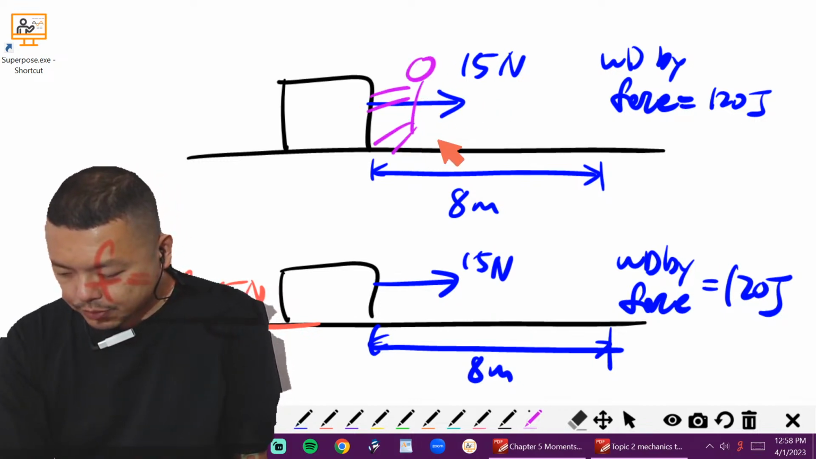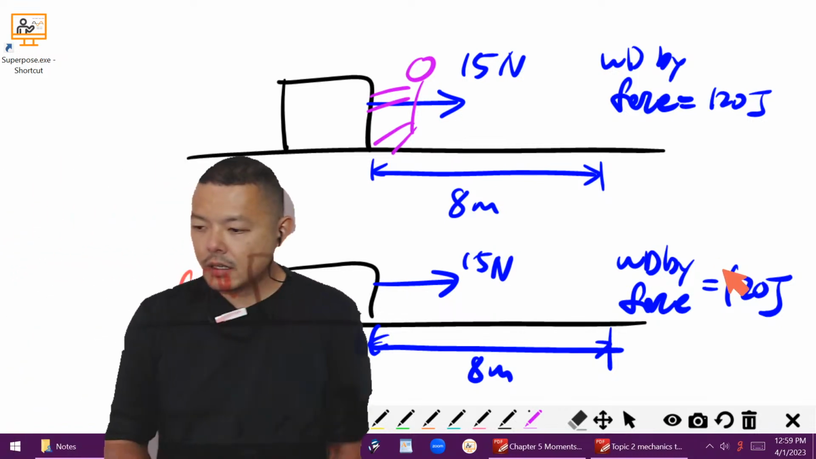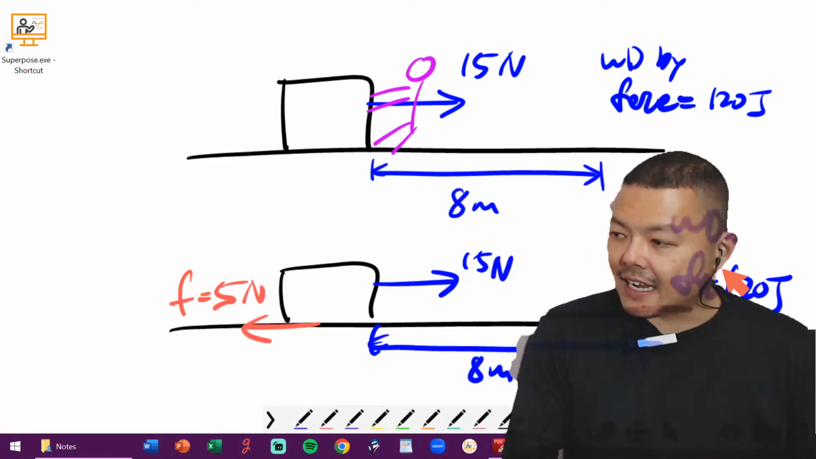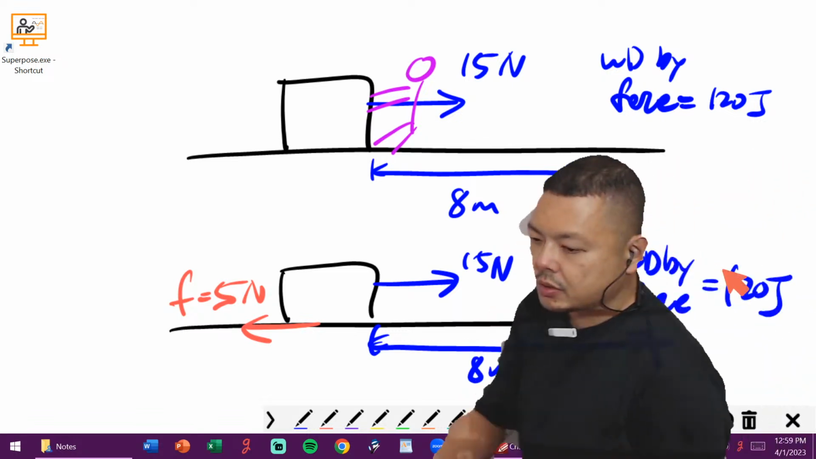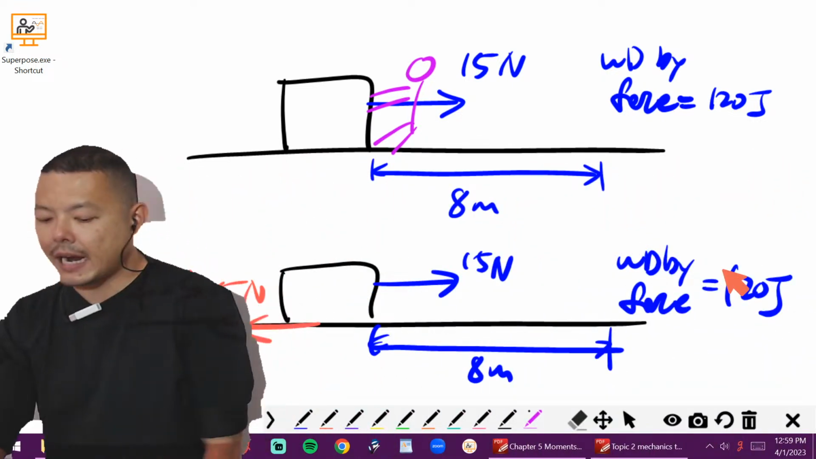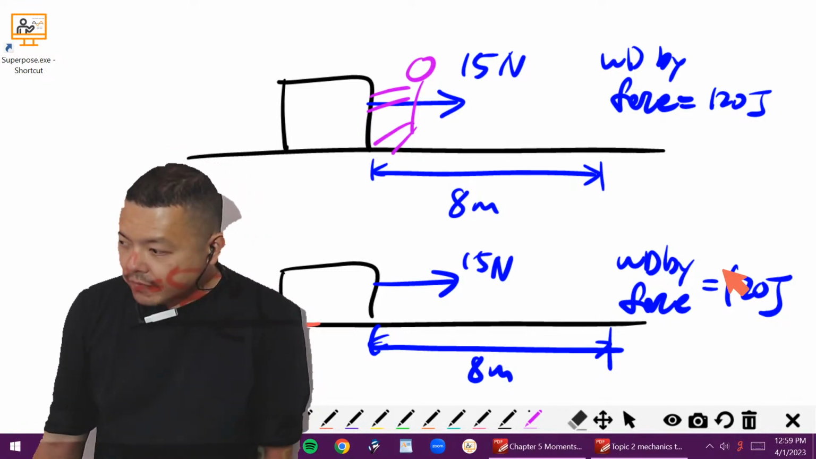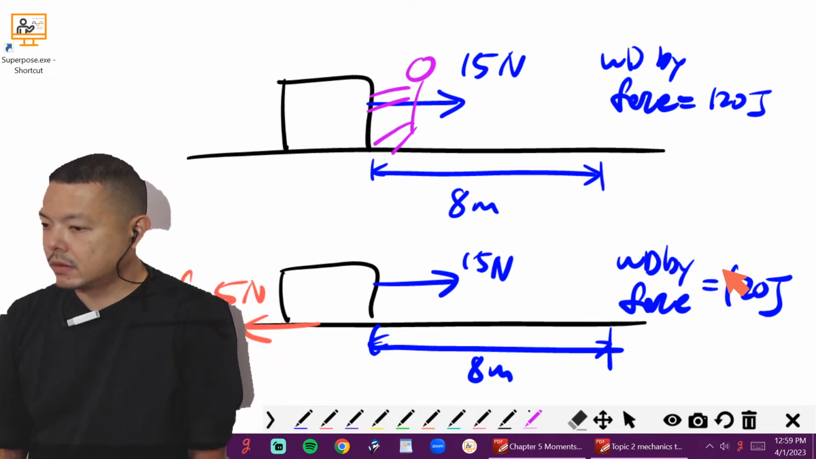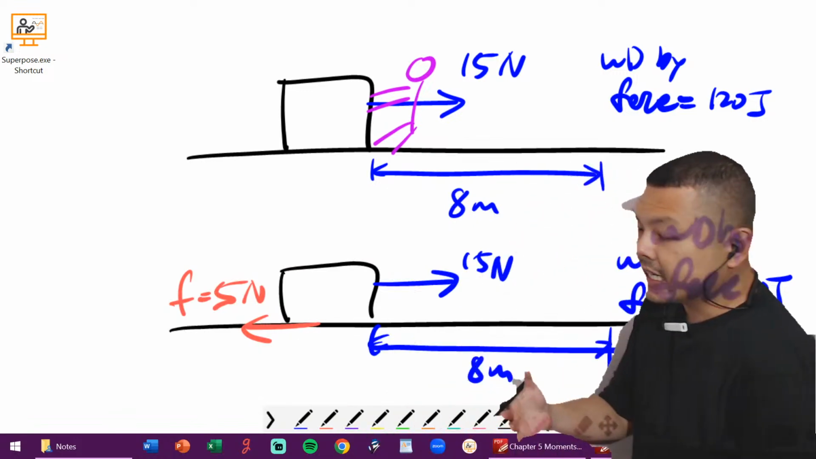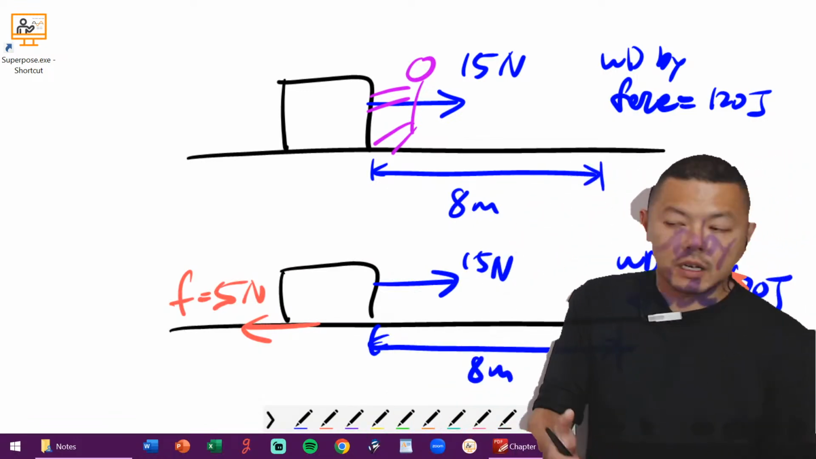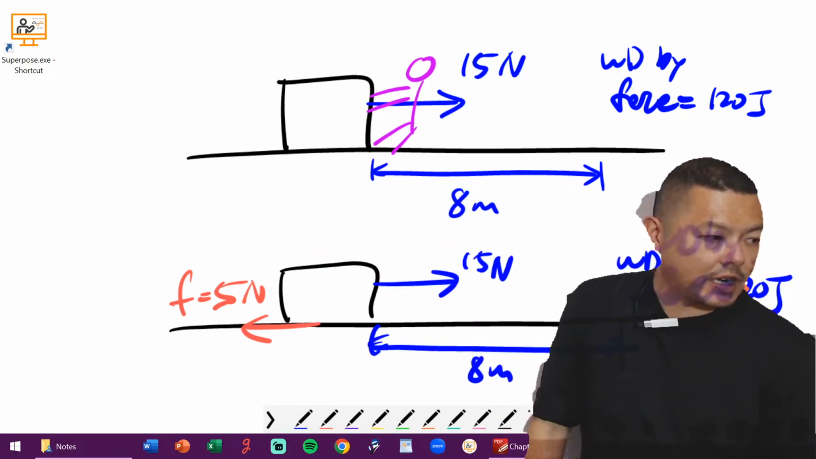Let's say this guy is pulling it like that, and he pulls it for 8 meters. The work done by this man is 120 joules. If there's friction for the first 8 meters, the work done by this man is still 120 joules. So the work done by the force is not affected by the friction. So what's the difference then? Since we are doing work energy power, everything in this chapter must be discussed based on energy now.